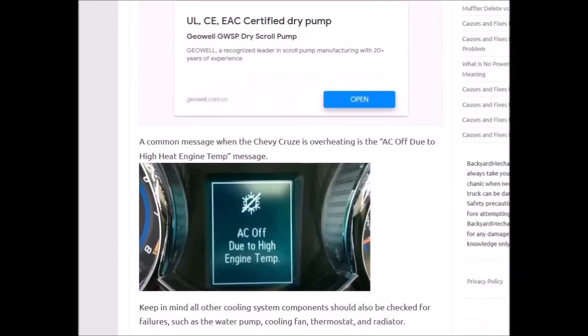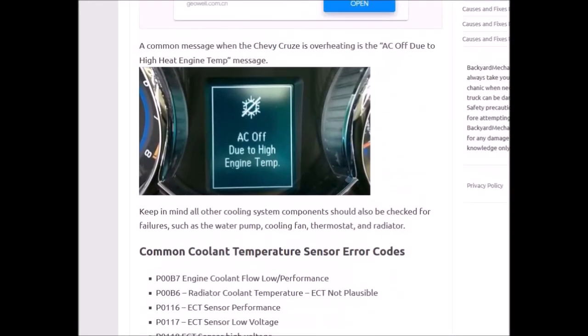And if you have this error, AC off due to high engine temp, this is something to check for. Obviously, check these other things too, anything that might have to do with the engine cooling system.